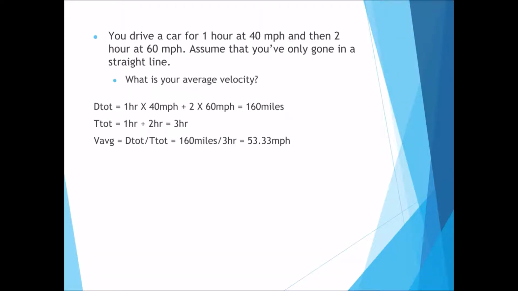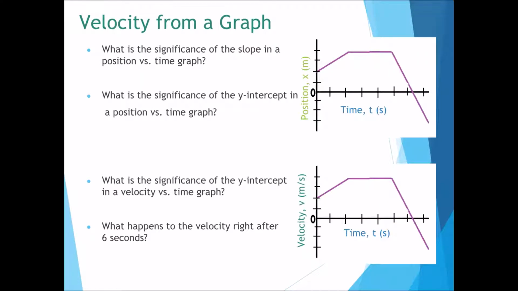Well, first we have to figure out how far we've gone. We do that by saying 1 hour driven at 40 miles per hour plus 2 hours at 60 miles per hour gives us 160 miles. Our total time is 1 hour plus 2 hours, or 3 hours. And our average velocity is going to be that 160 miles divided by 3 hours, which gives us 53.33 miles per hour.